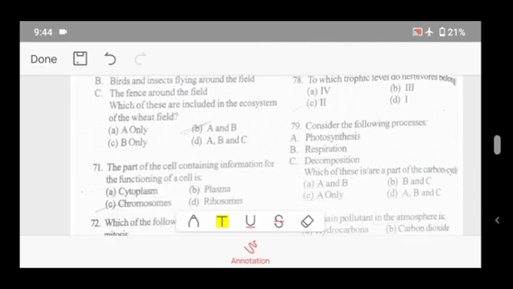C. Consider the following process. Which of the following is a part of the carbon cycle? So the answer will be C.